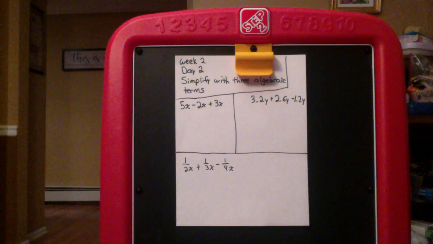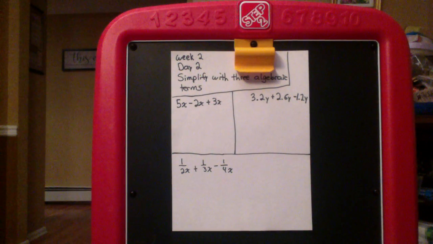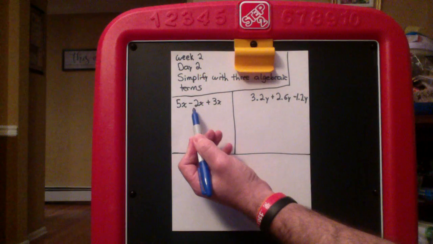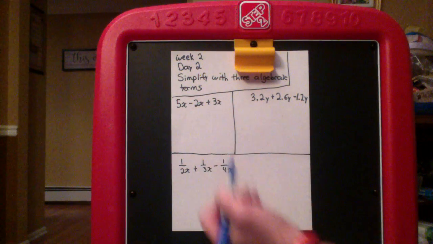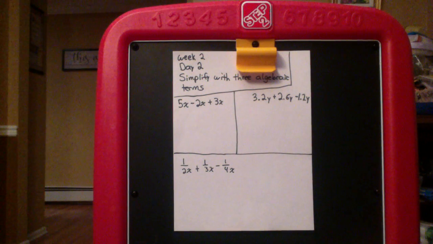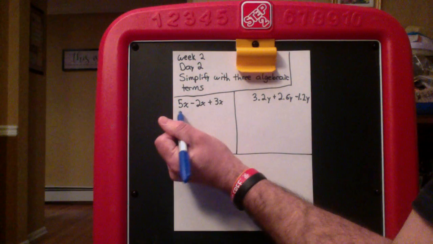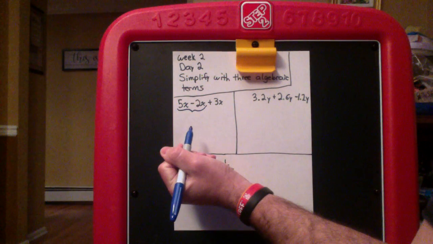Okay, so for this video, we're going to simplify algebraic expressions with three like terms. As you can see in the first one, you have 5x, you have negative 2x, and you have positive 3x. Whenever you look at an expression, you want to identify the like terms. Now in this case, every term is alike.